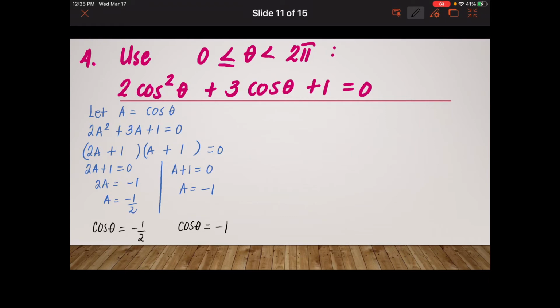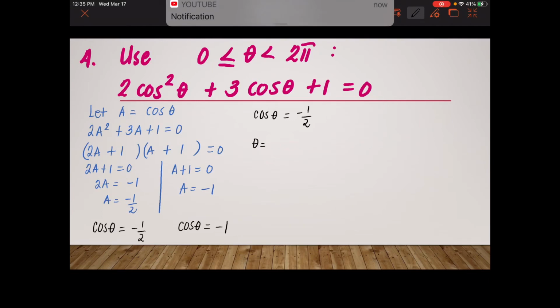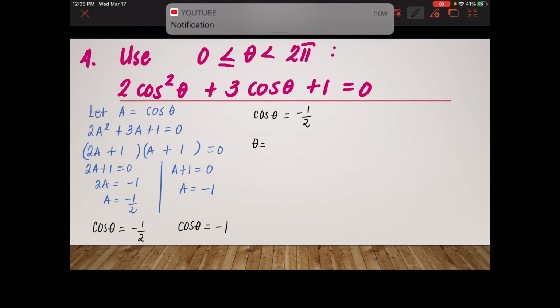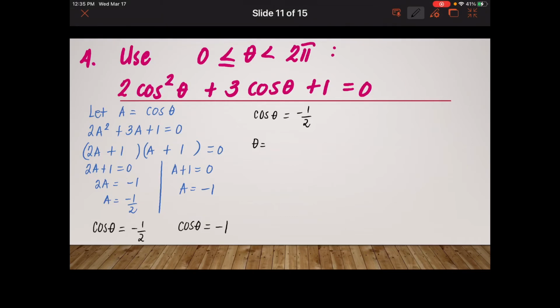Okay, so after doing that, I'll just rewrite the first one. Cosine theta is equal to negative 1 half. So you determine the angle that will make cosine theta equal to 1 half. So you go back to your special angles. Cosine is 1 half at 60 degrees. And then it is negative. Cosine is negative in quadrants 2 and 3.